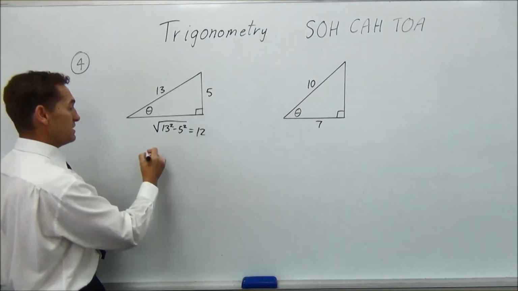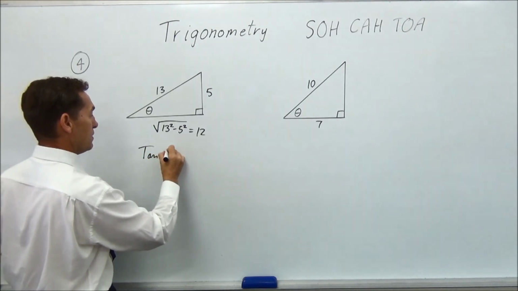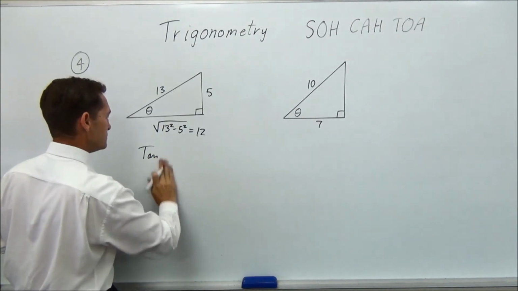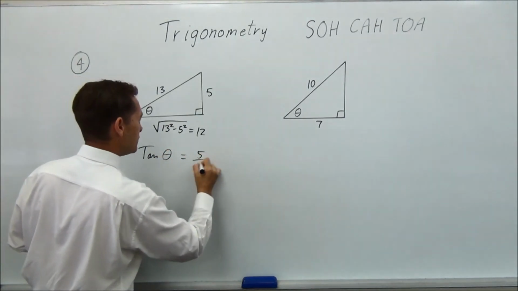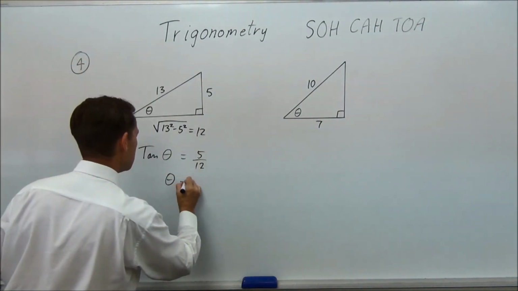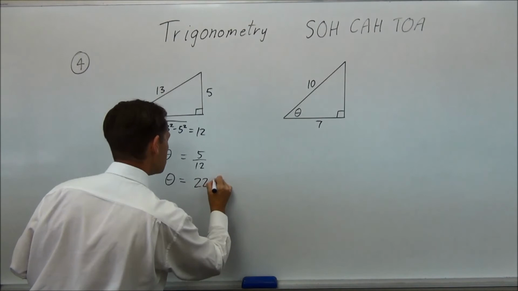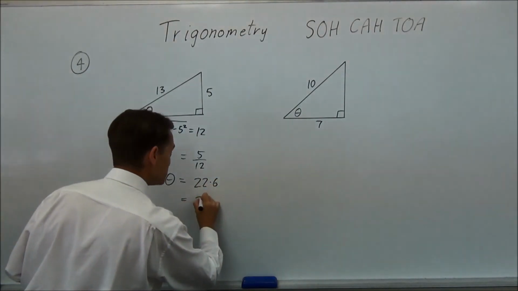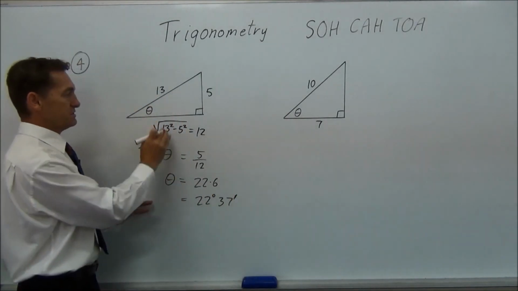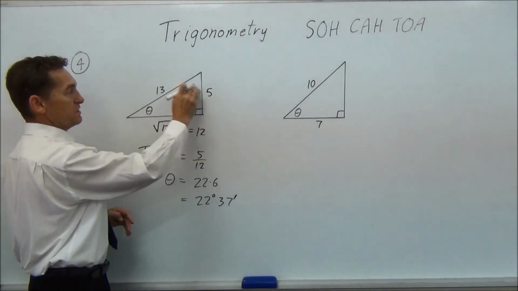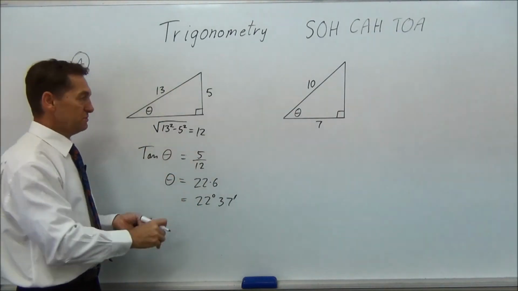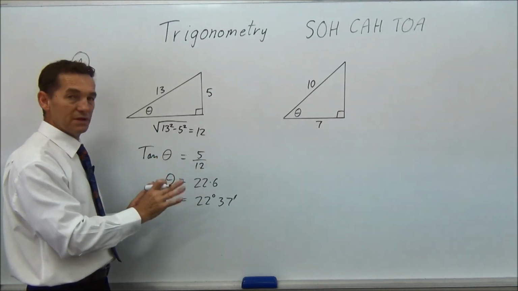And you can say, I can figure that out by going tan theta equals 5/12. Press Shift Tan on your calculator and you'll get theta equals 22.6, which equals 22 degrees 37. Now you could have done it by saying, okay, I'll go opposite over hypotenuse, press Shift Sine, and you still get the same answer. But we're assuming you can't remember sine, you can only remember tan.